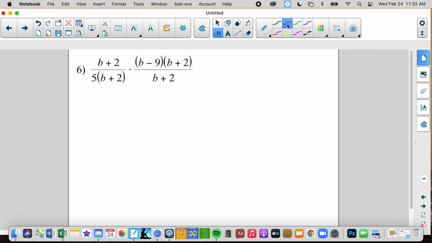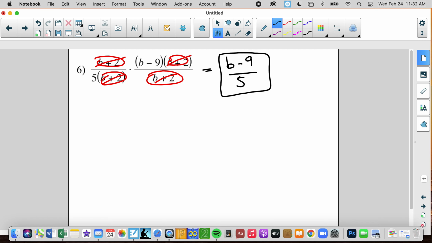All right, same thing. I'm finding this denominator can cancel with this denominator. This b plus 2 can cancel with that b plus 2. And then I'm left with b minus 9 over 5. Super easy.